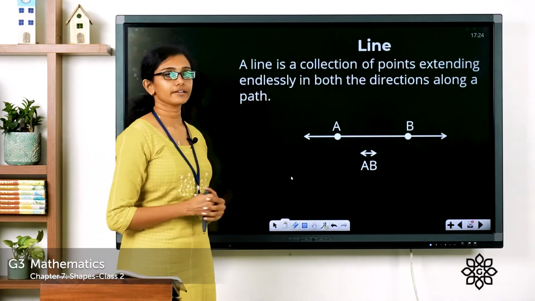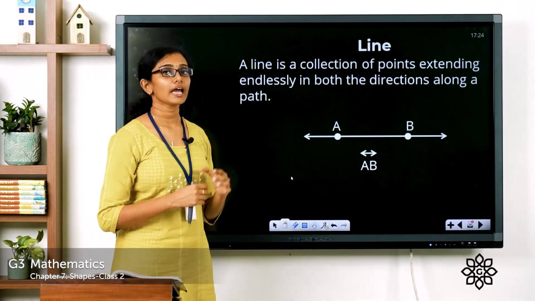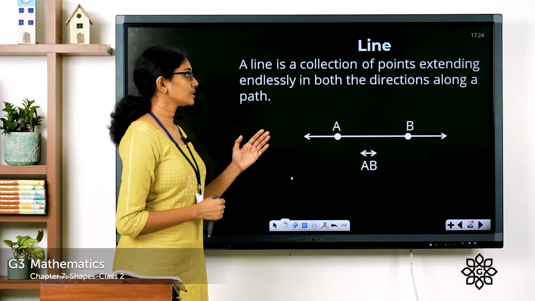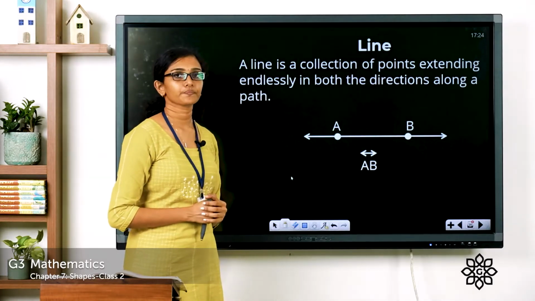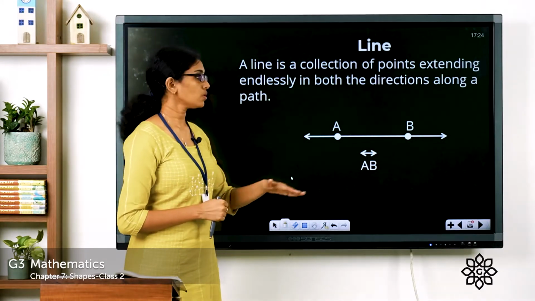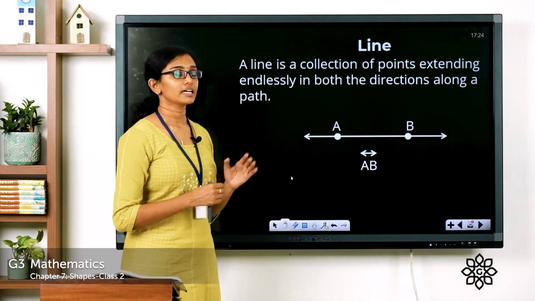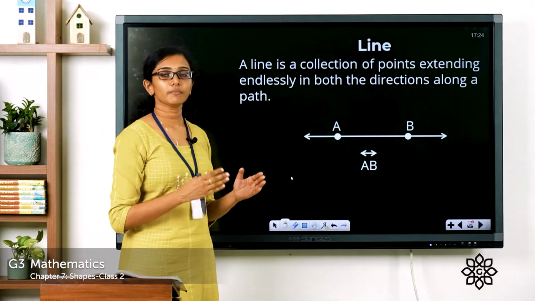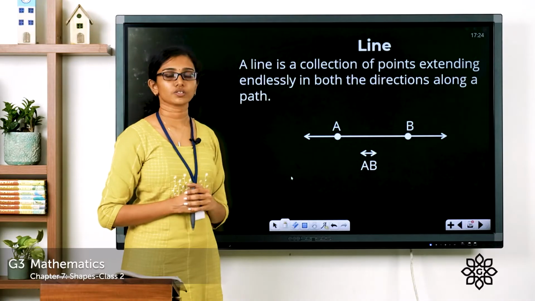Now, a line. What do you mean by a line? A line can be defined as a collection of points extending endlessly in both directions along a path. You can see line AB here, where A and B are 2 points on the line. And this is how you represent a line, with a double-sided arrow written on top of 2 points on the line. See, these 2 arrows represent that the line is endlessly extending. It cannot be measured. The length of the line cannot be measured. It is extending both ways, in both directions.